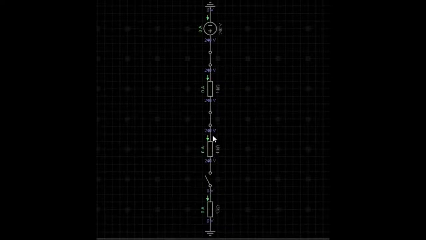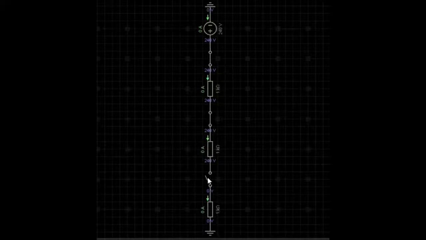Same for this one here. We have 240 volts on either side, therefore we have no current flowing. If we look down here, therefore that point there has 240 volts. This point here has earth potential. That means the full 240 volts of that power supply is being dropped across the switch.